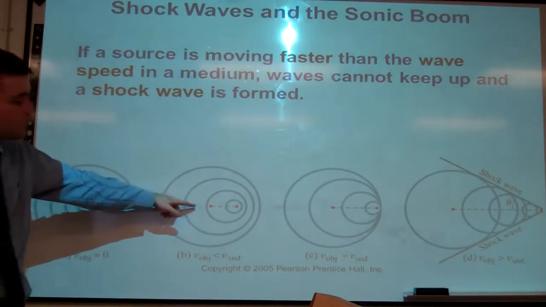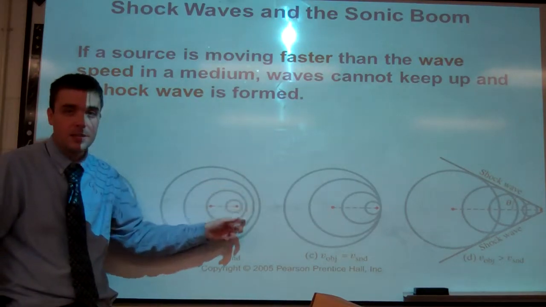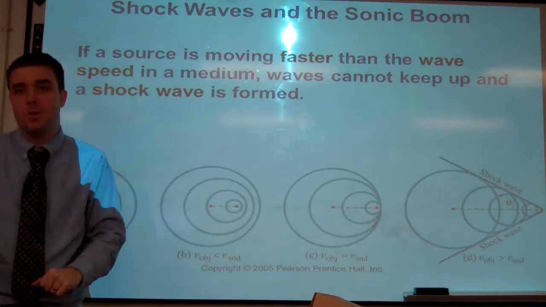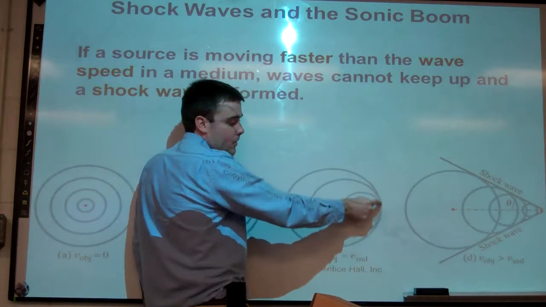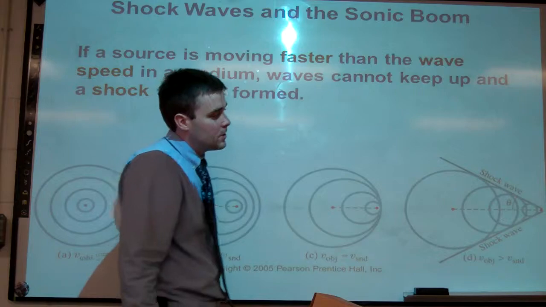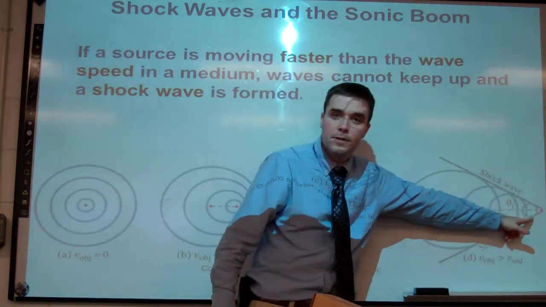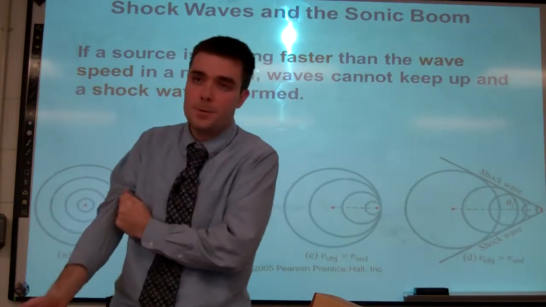Once it starts to move, the waves in front of it get closer together, and they get closer together on the sides too. Once it moves with the same speed as the speed of the waves in the water, now all the waves start to line up along the same spot. Does that kind of make sense? And once it's going faster, now they all line up along here, and that's where you see the bow wave in a boat. And it's also why you get a sonic boom in an airplane.